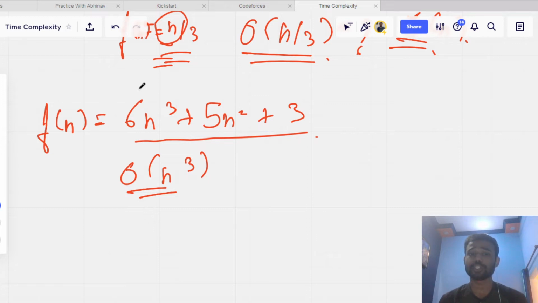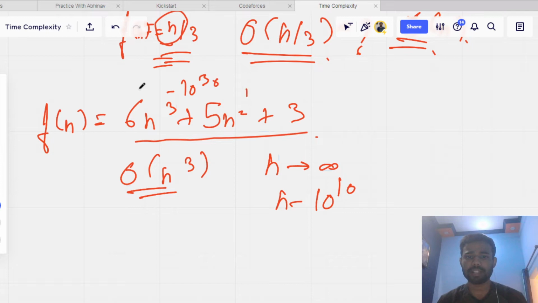Why is it n cube? n square इनको हमने neglect क्यों कर दिया? Because when n is a very high value, meaning it tends to infinity, it's a very big input. For example, let's take n as 10 to the power 10. So the value of n cube will be 10 to the power 30, and n square will be 10 to the power 20. So 10 to the power 20 is a very small number, much smaller than 10 to the power 30. So हम लोग उसे neglect कर सकते हैं.